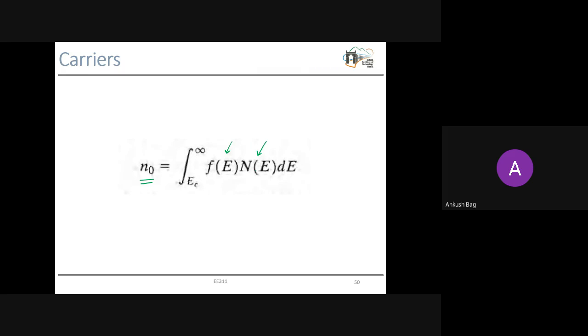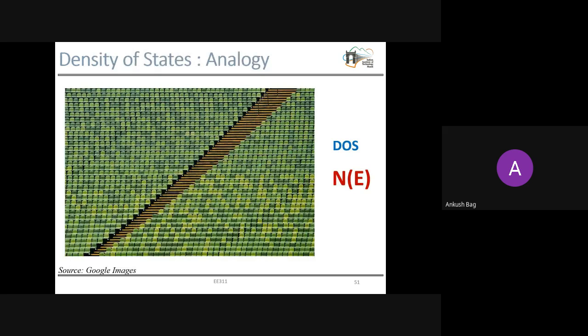So what is this concept? Let us now discuss. Let us take one analogy, which may perhaps help us to understand this concept and remember it.